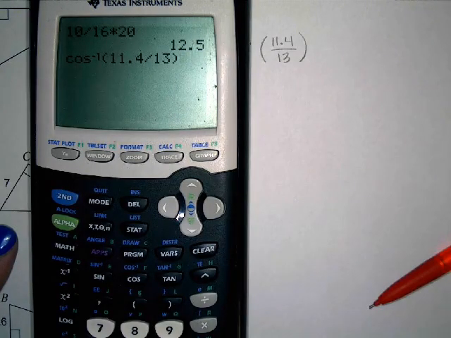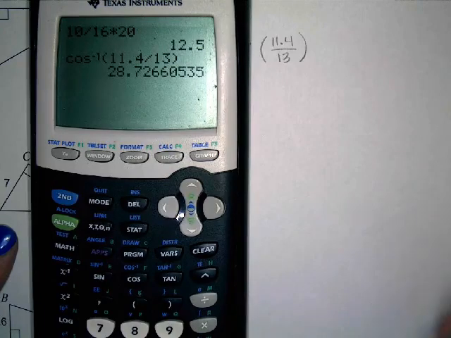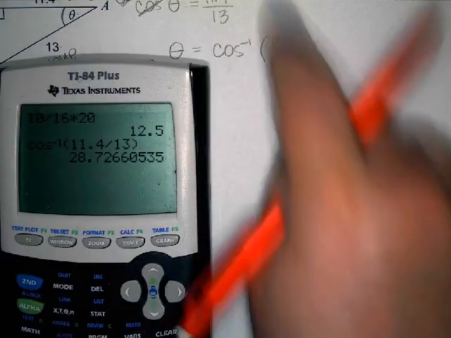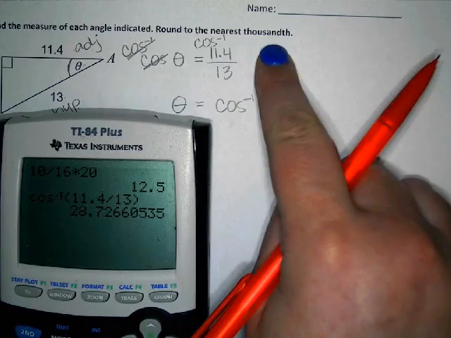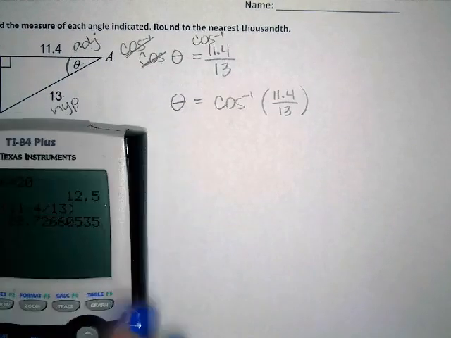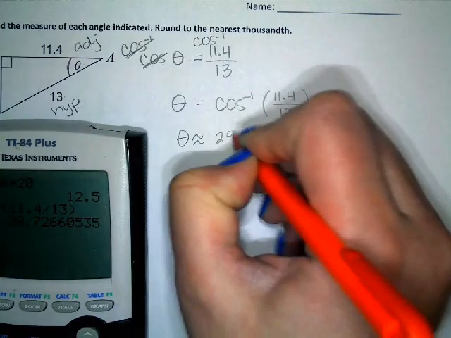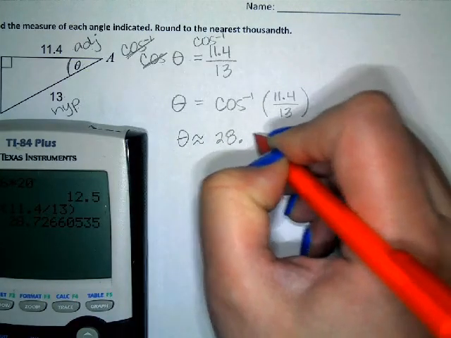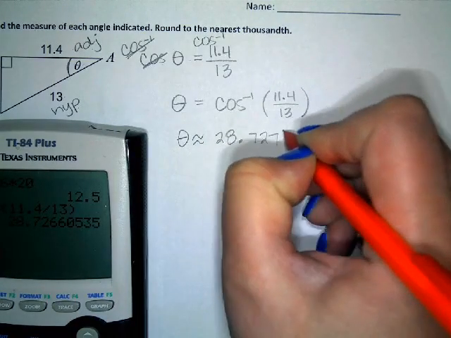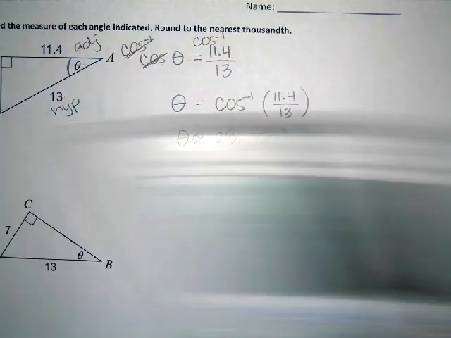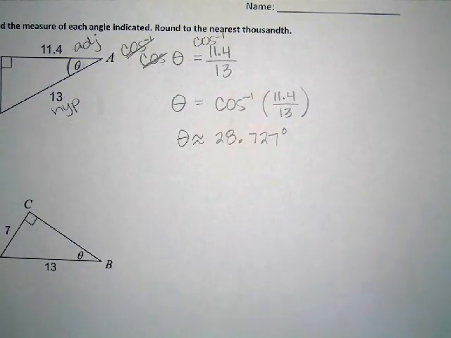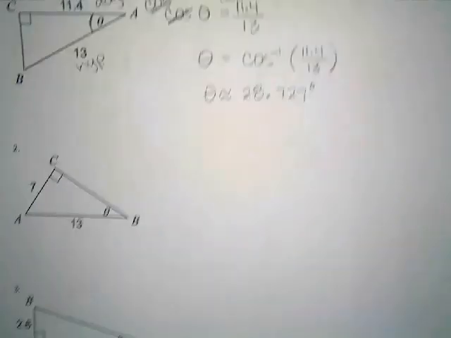So cos inverse of adjacent over hypotenuse, and I get 28 point, and they ask us to do the nearest thousandth on these notes, which is 3 decimal places. So I'm going to say the angle is approximately 28.727 degrees. And that's the missing angle. Okay, let's try the next one.